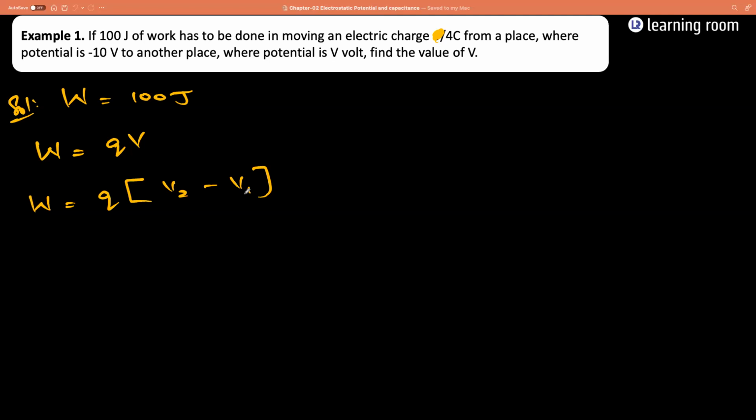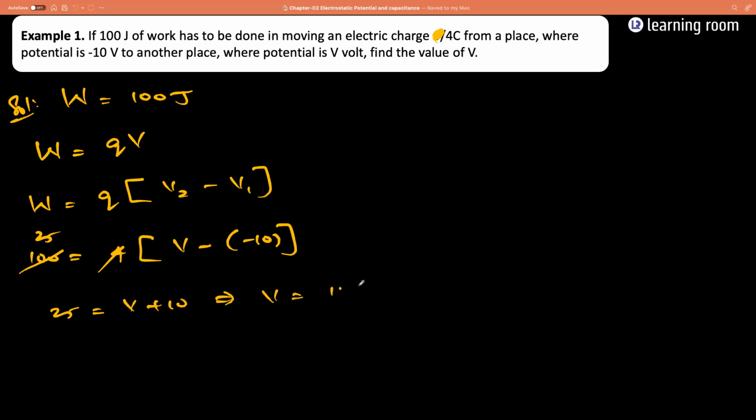Work done is charge multiplied with final potential minus initial potential. So what is the value of work done? It is 100 is equal to 4 into (V2, which is V, that we need to calculate, minus V1, which is minus 10). So this will get cancelled 25 times. Is that clear? So 25 is equal to V plus 10, which implies V will be equal to 15 volt.